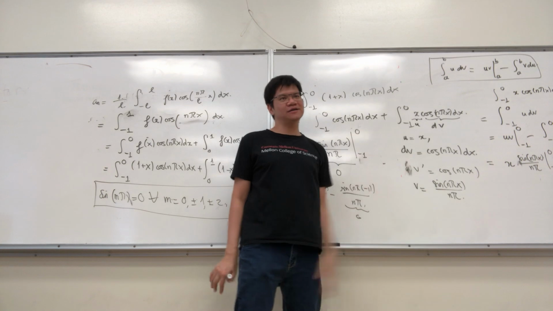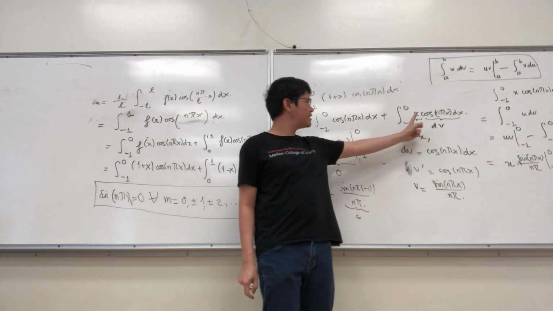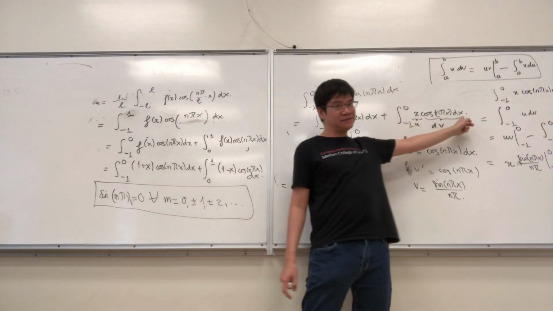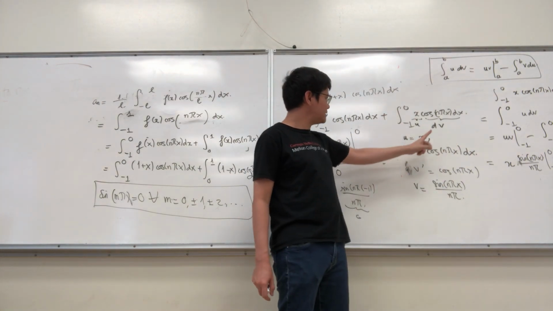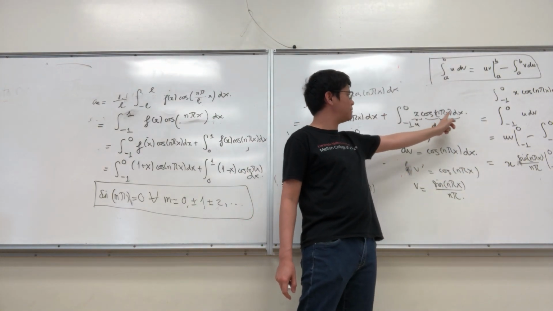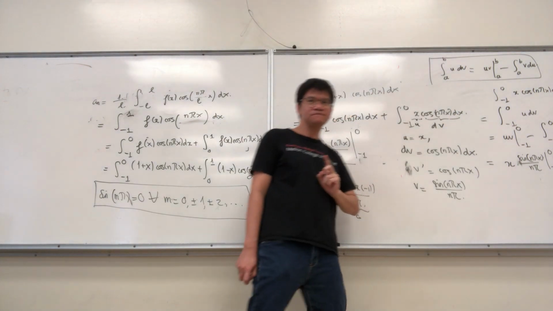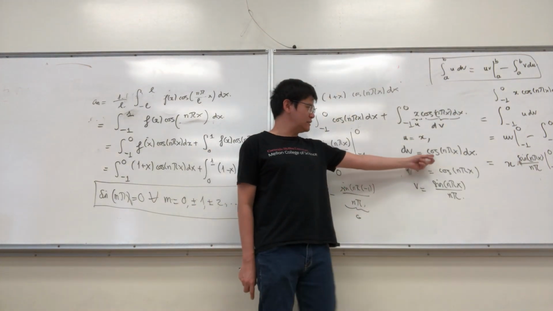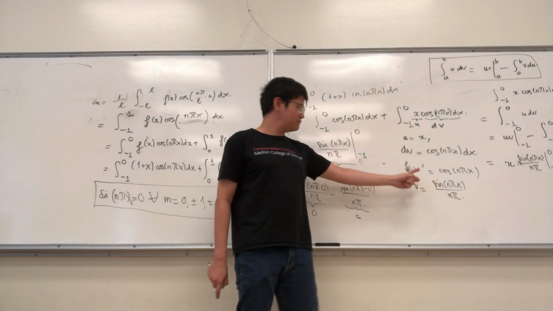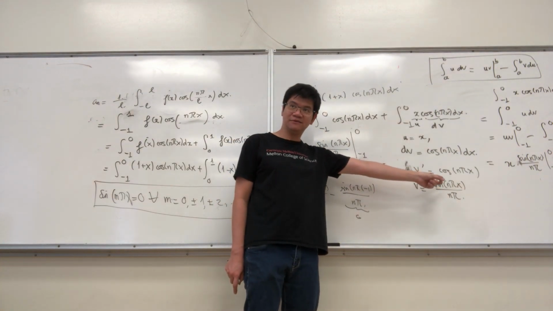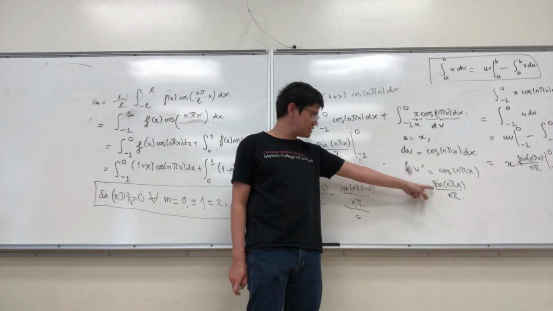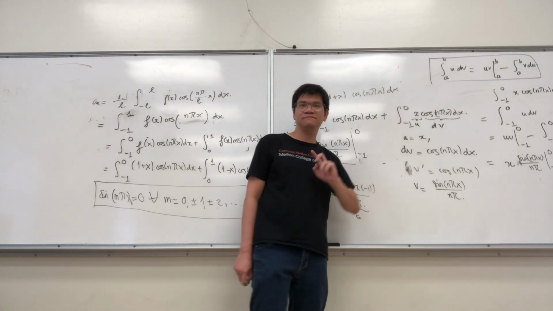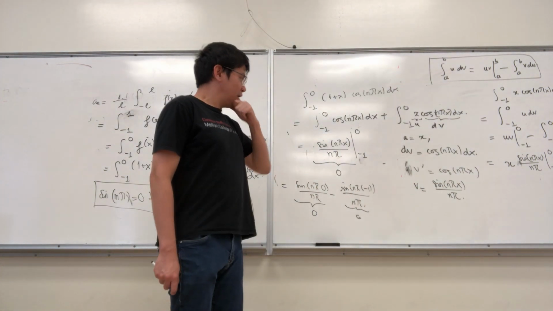Okay, so I explain again. Here I have x cosine n pi x dx, right? I'm going to use integration by parts. I'm going to have u is x, and dv will be cosine n pi x dx. So dv is cosine n pi x dx, means that v prime is cosine n pi x, which means that v will be the antiderivative of this, which is sine of n pi x over n pi. It's clear?